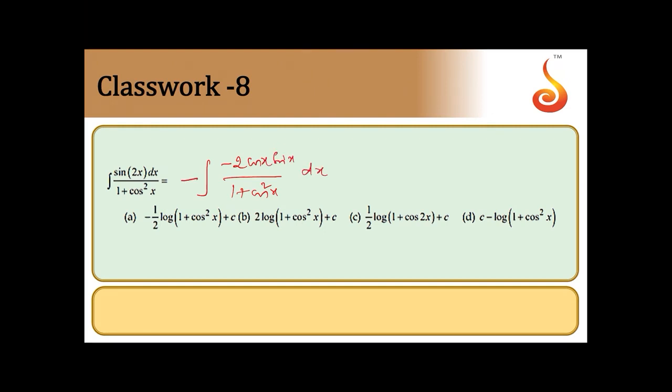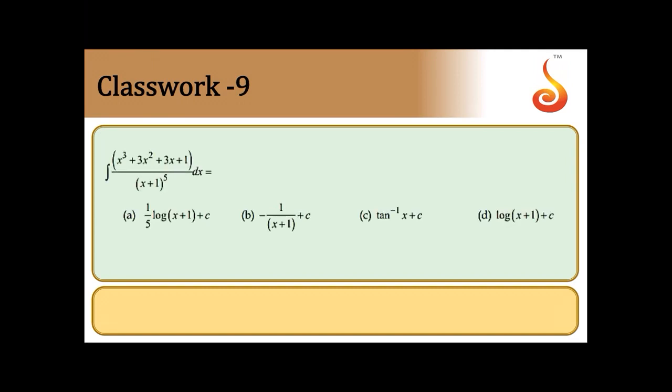So, minus plus, I think sin 2x is already existing. It is therefore f dash by f, minus f dash by f mod. F dash by f means log mod f of x. So, log of 1 plus cos square x with a minus sign plus constant. Yes, of course, the last option D is the answer. So, minus C, minus the logarithm of 1 plus cos square x.